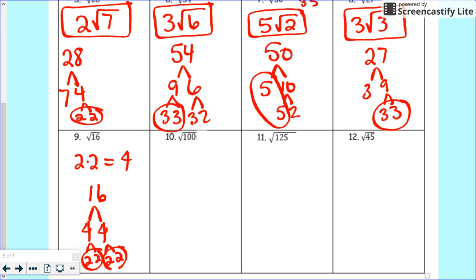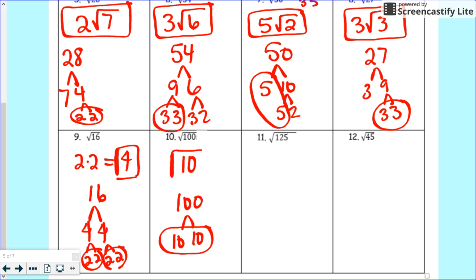Same thing for number 10. 100 is 10 times 10. It's another perfect square. Can I break this down to 2 and 5 and 2 and 5? You betcha. And then I've got a group of 2 and a group of 5, and that's going to give me 10. Or I can say, oh, look, I've got a group that's going to come out of the house as 10 with nothing left over, so that's my final answer. You don't have to break it all the way down if it's got a pair.